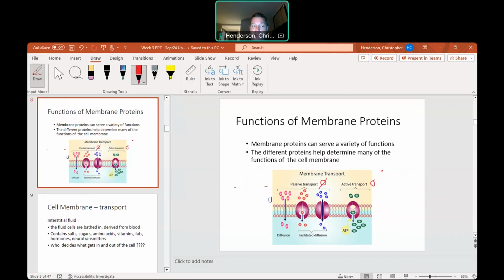So why would you need ATP? Well, this comes back to understanding gradients. So remember what a gradient was. You can have a concentration gradient, you can have a temperature gradient, you can have a pressure gradient, you can have a chemical gradient, you can have an electrical gradient. All that means is that there's a difference from one side to another.